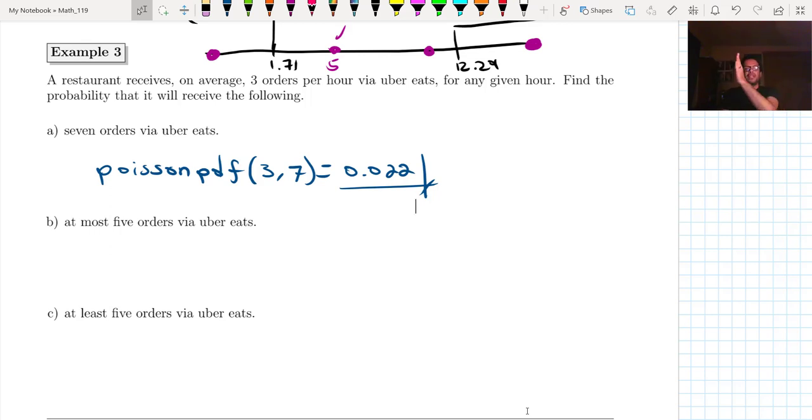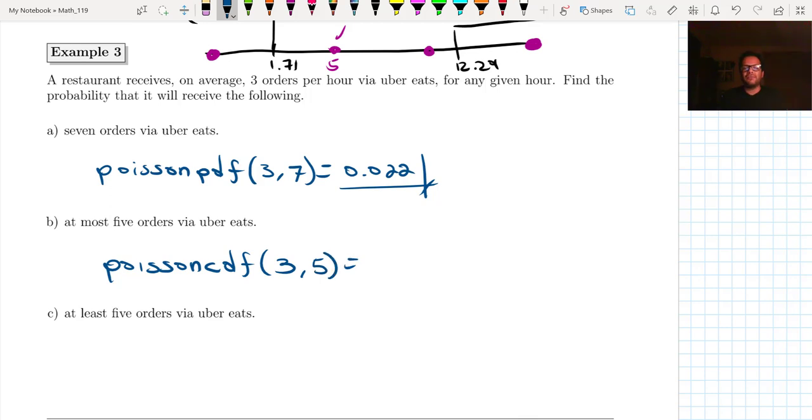That is, if we say at most 5, it's going to give you the probability for either 0 or 1 or 2 or 3 or 4 or 5. Okay? Not the one at least. For the at least, we will have to do something else. I'll show you. So in this case, Poisson CDF of 3 and at most 5.